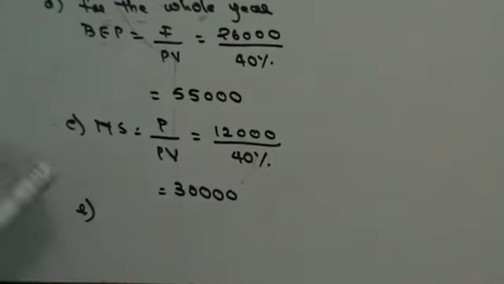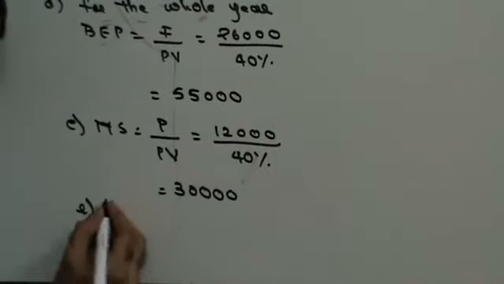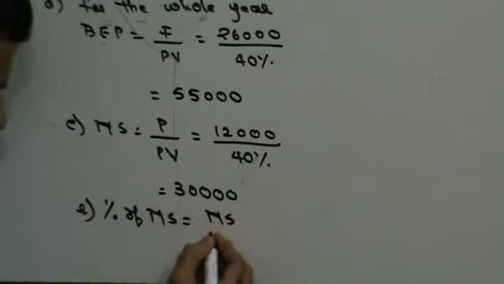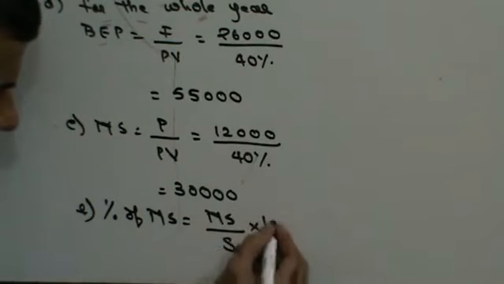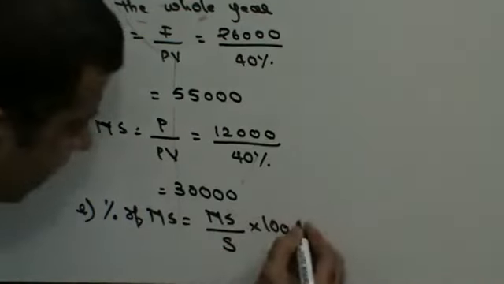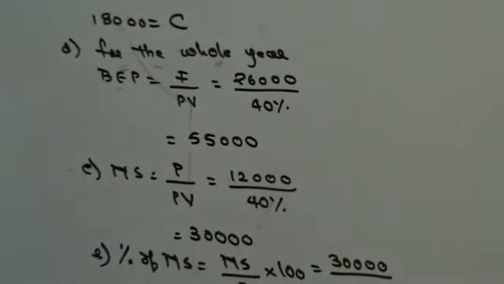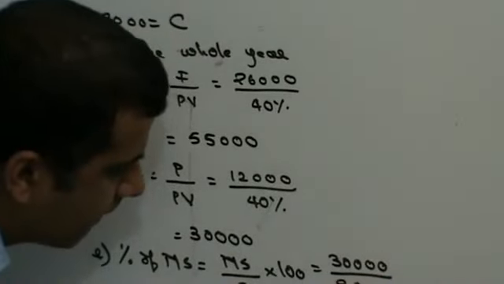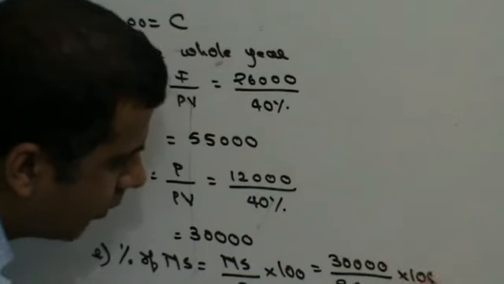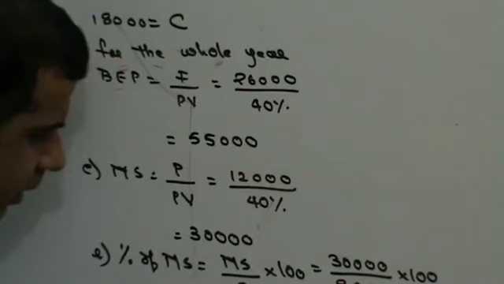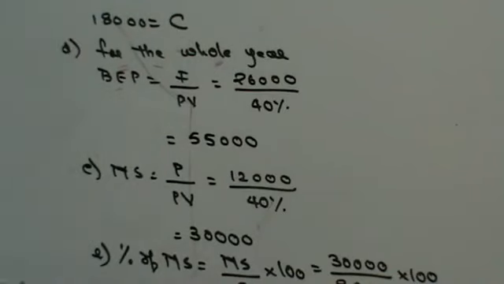They have asked you to find out percentage of margin of safety to total sales. Percentage of MS is nothing but MS upon S into 100. So MS we have found out as 30,000. Total sales is 90,000 into 100. Right? So that is going to be 33.33%.